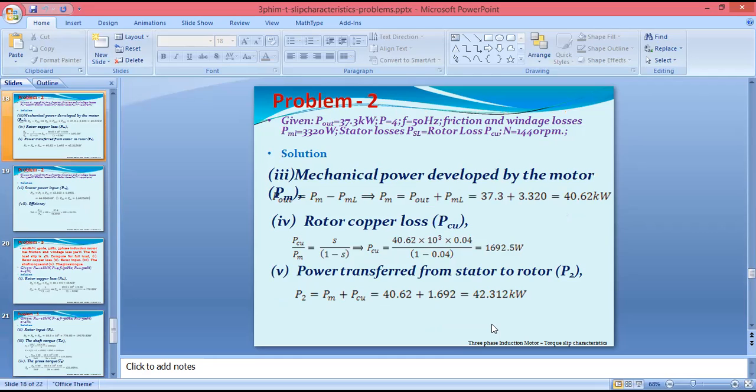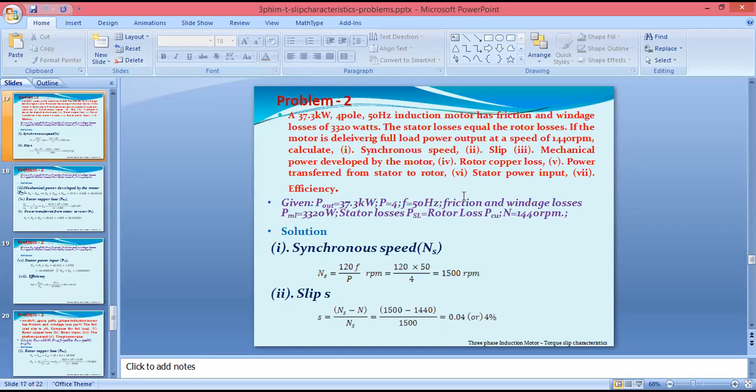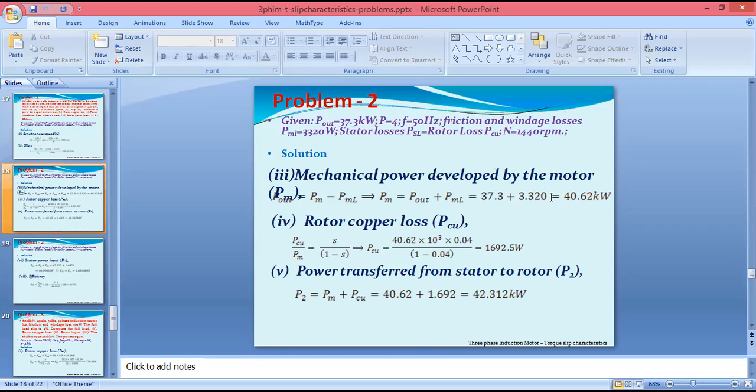Now you are supposed to find mechanical power, that is nothing but PM. We have the formula PM equal to P out plus PML. P out they have given 37.3 kilowatt. PML they have given 3320, so you can write 3.320 kilowatt. So you will get P out plus PML, that will be 40.62 kilowatt.